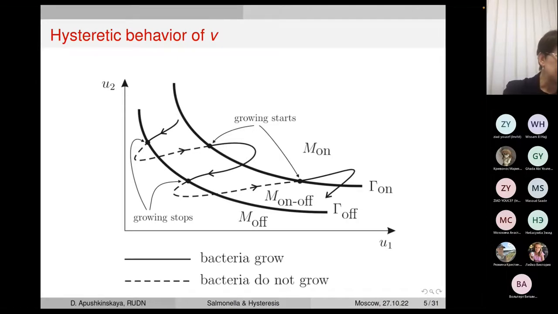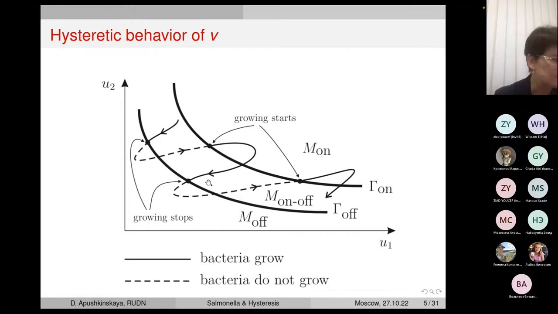In fact, it defines two curves, let's say gamma on and gamma off, here on this picture, on the plane. So here we have a plane U1, U2, and we have two curves, gamma on and gamma off. The first quadrant is divided into three parts: M on, M off, and something in between. If we are in this part of the first quadrant, then V of X and T is always equal to 1. If we are here, under gamma off, then V is equal to minus 1.